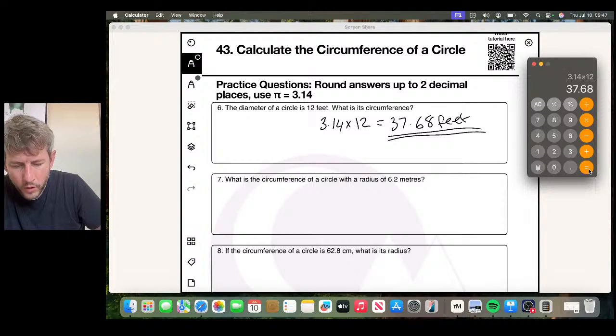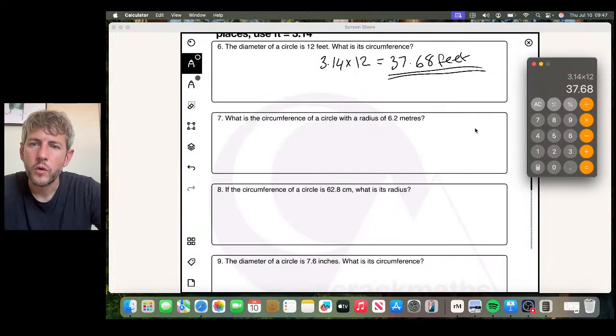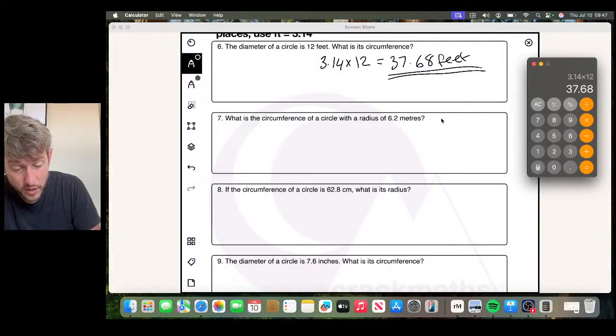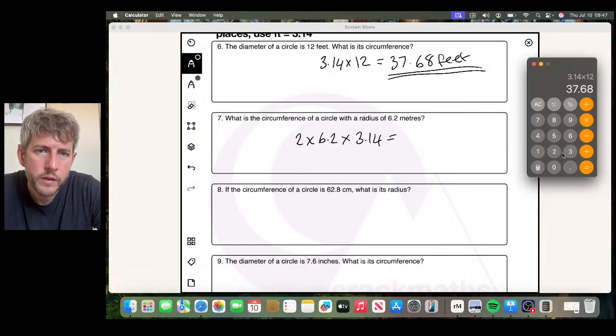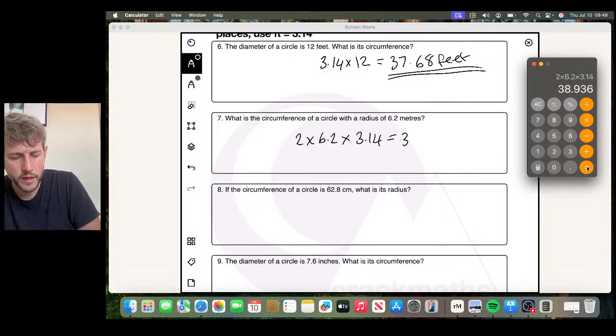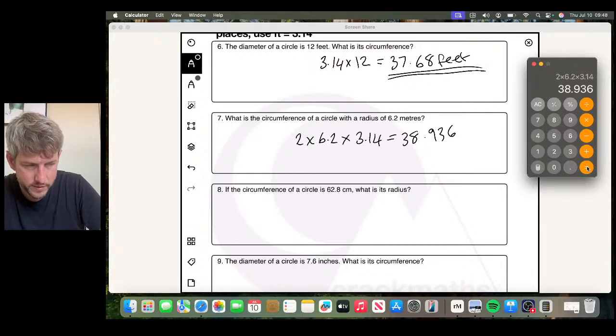Question 7. What is the circumference of a circle with a radius of 6.2 meters? Okay, so 2 times 6.2 times 3.14. Here we go. So 2 times 6.2 times 3.14. Okay, that's going to be 38.936 meters.